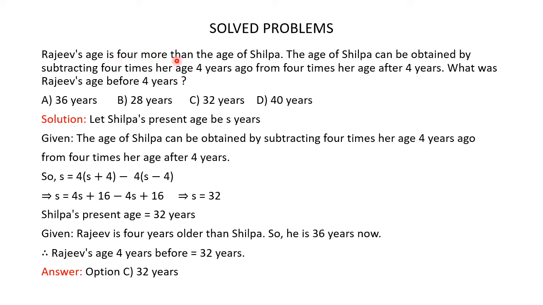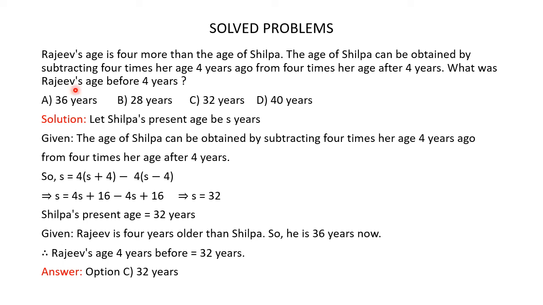Rajiv's age is 4 more than the age of Shilpa. The age of Shilpa can be obtained by subtracting 4 times her age 4 years ago from 4 times her age after 4 years. What was Rajiv's age before 4 years? You are given 4 options here and you have to find out which of these options is the correct one. So here you are asked to find what was Rajiv's age before 4 years.